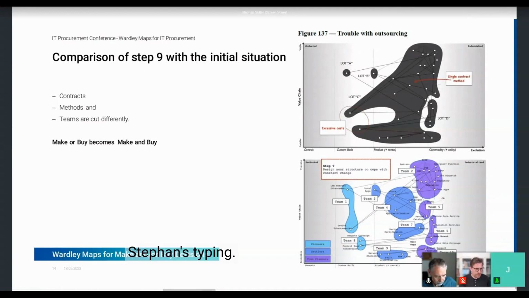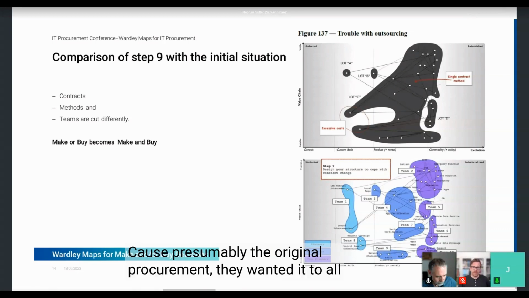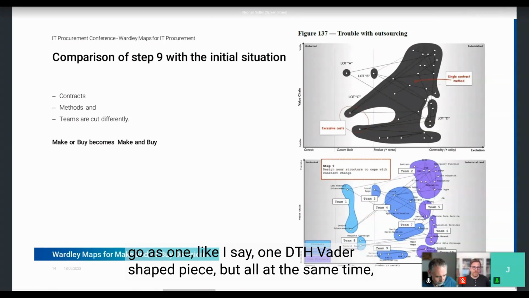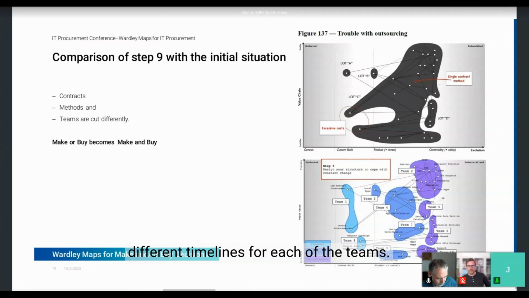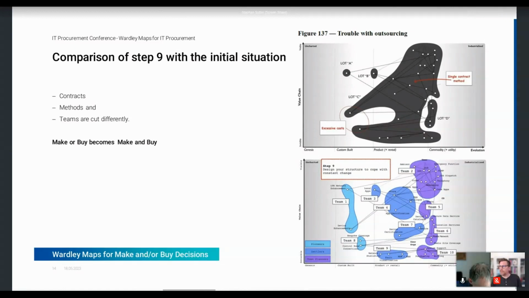Stephan, whilst Jan's typing, did you also look at the timeline impacts? Because presumably the original procurement, they wanted it to all go as one, like you say, one Darth Vader shaped piece, but all at the same time. Presumably with the team approach that you're suggesting below, they could take different timelines for each of the teams. I can answer this question in the next example. There we only made one map.